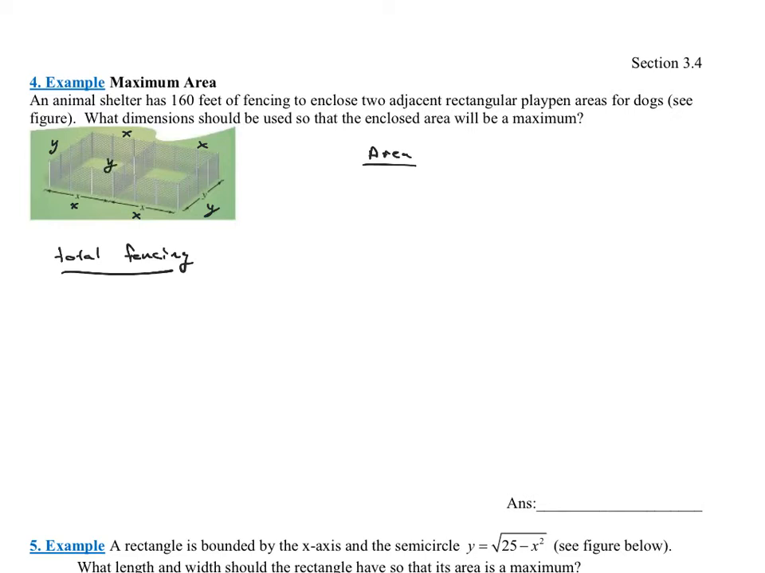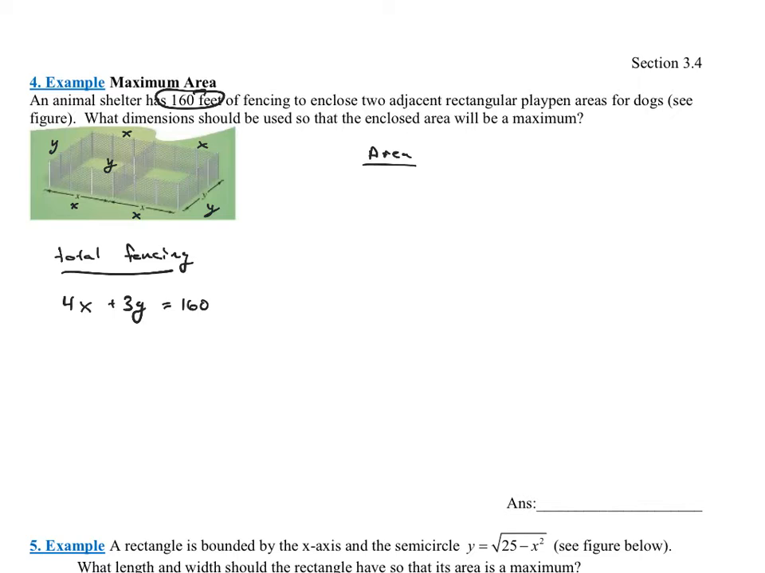So if I'm looking at the fencing, it looks like I have a total of 4 X's. So the fencing is going to be 4 sides that are X's, and I have 3 sides that are Y's. 4 X's and 3 Y's, that's my fencing. That has to be 160 feet of fencing. We'll come back to that in just a second.